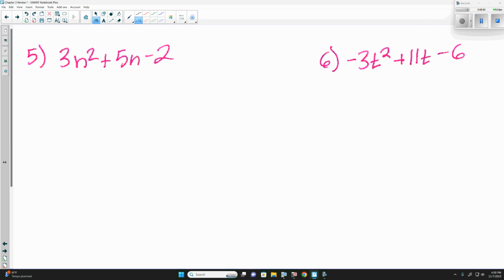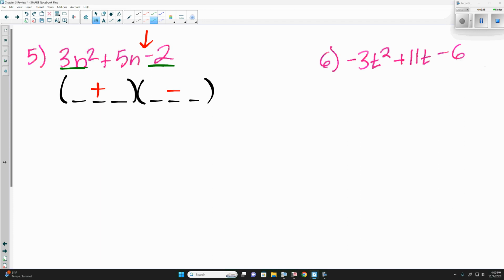5. 3n squared plus 5n minus 2. There is no greatest common factor. So we'll have 2 sets of parentheses with 3 spaces. Find the sign. If the third term is positive, the signs are the same and match the sign of the middle term. If the third term is negative, our signs are opposite. So we have positive and negative, just because the third term is negative.